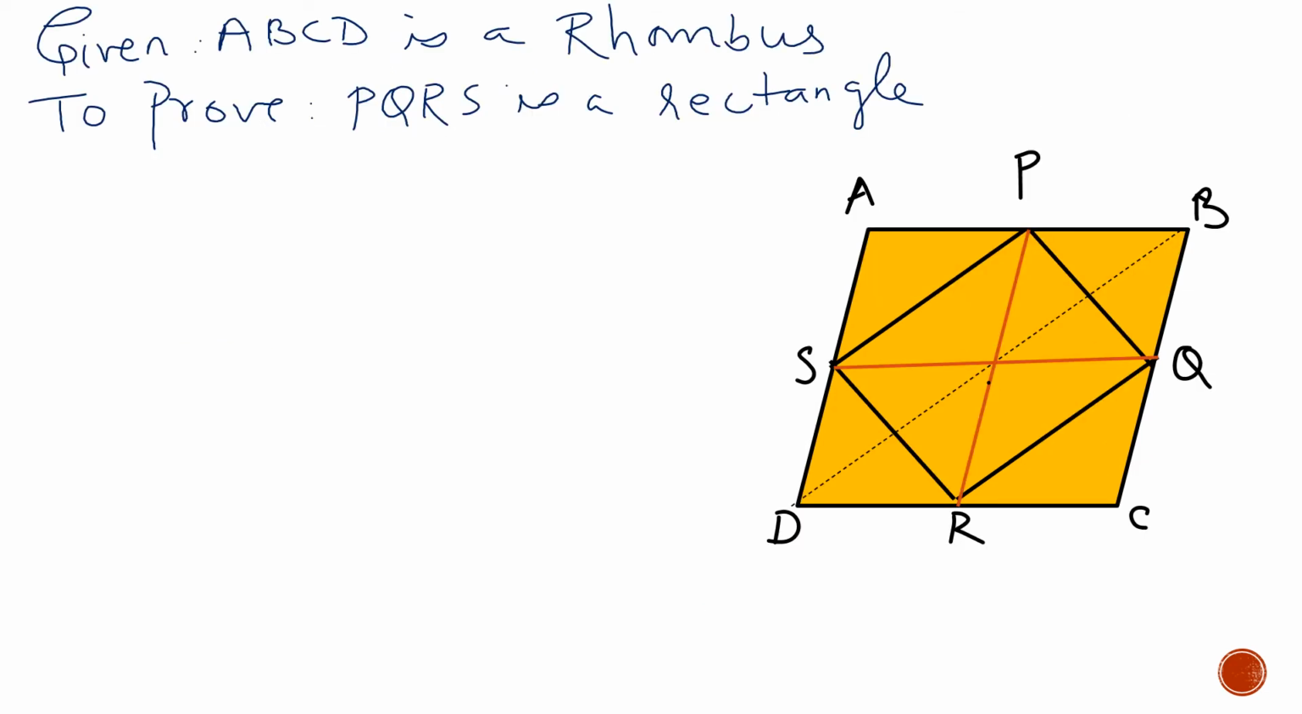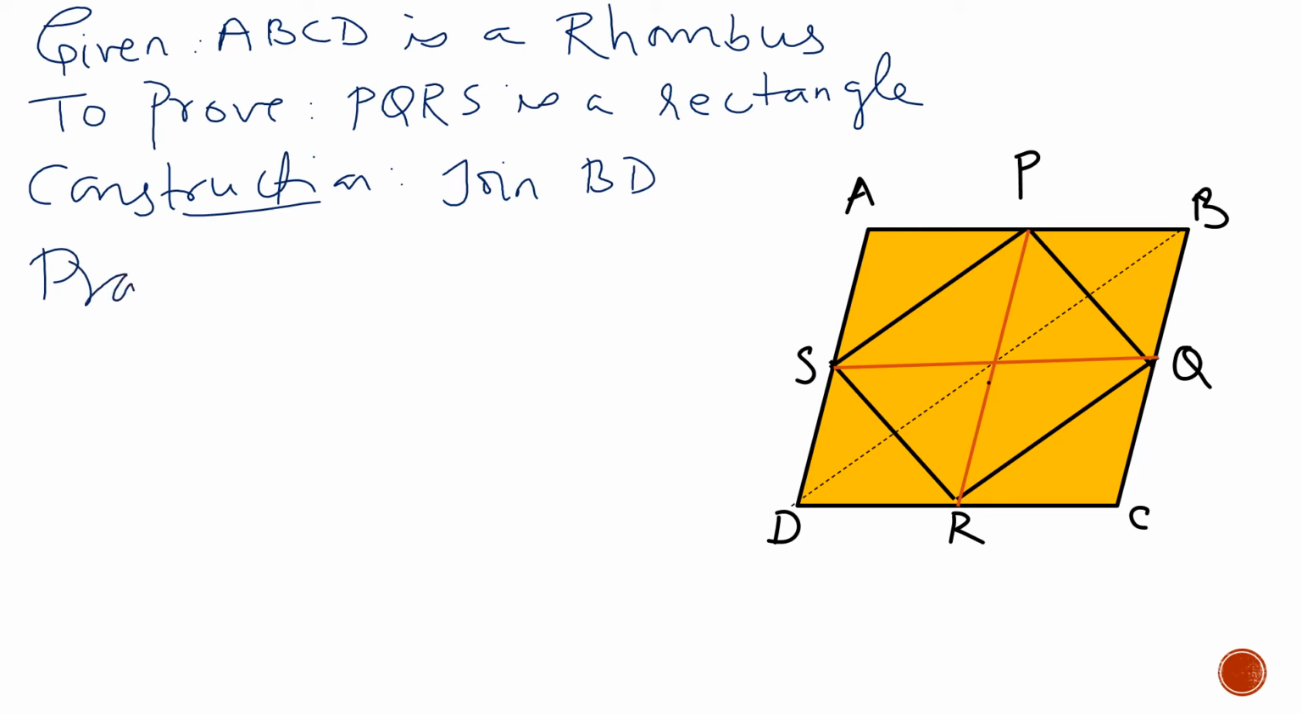A rectangle has opposite sides equal and parallel and all the angles are 90 degrees. So let's proceed. What is given in the question is ABCD is a rhombus and we have to show that PQRS is a rectangle. We know that all rectangles are parallelograms also. So first we will show PQRS is a parallelogram. For that we need a construction. We will join the diagonal BD. Now we take triangle ABD.